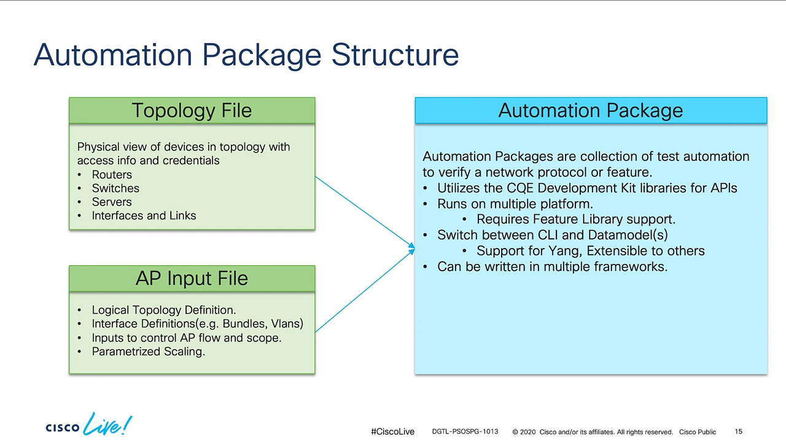The only requirement for an automation package to operate smoothly is the topology file, where you provide all your information about routers, switches, services, interfaces, links, remote power supplies, and other required details, and the AP input file, which is just a logical topology definition, some more information about it, and scaling. I will showcase automation packages in action during the presentation.